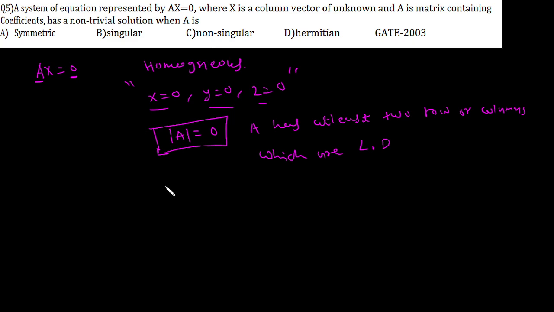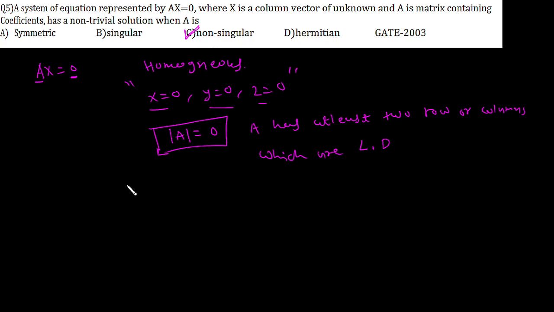Now if this is the case, then we have to assume the general condition for any variable, either x, y, z. So we assume any general number, and according to that we get the values of the variables x and y, and they are non-zero, so we get a non-trivial solution. If the determinant of A is 0, then we get the non-trivial solution for this homogeneous system. So option C correctly describes the condition of A for getting these non-trivial solutions.